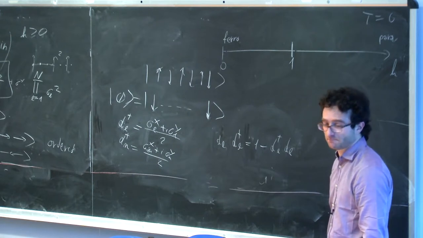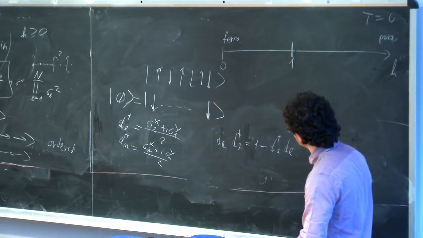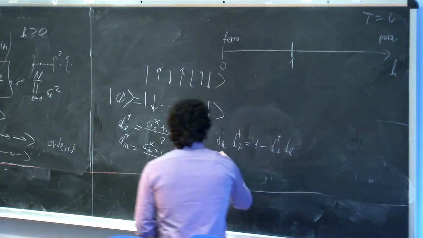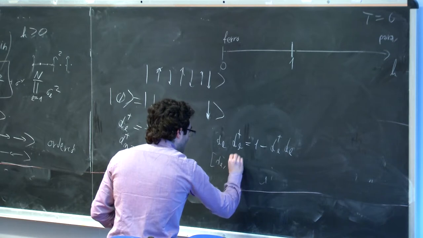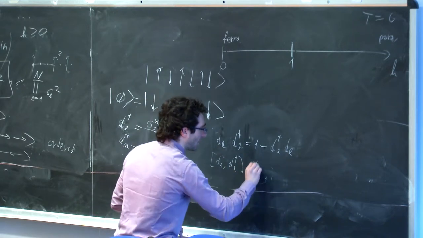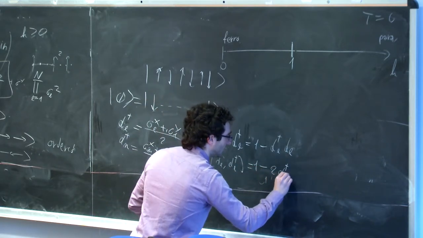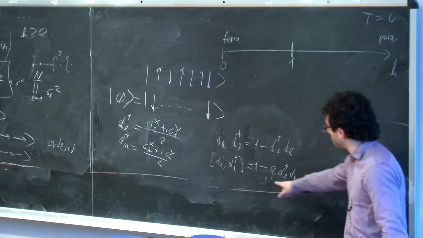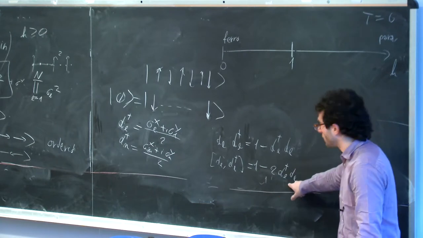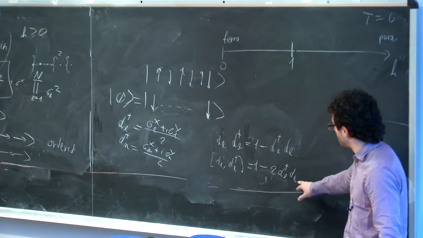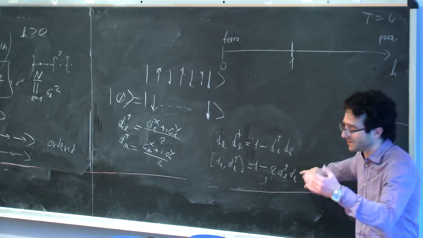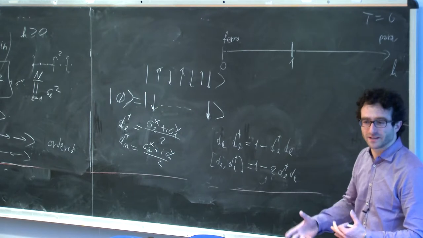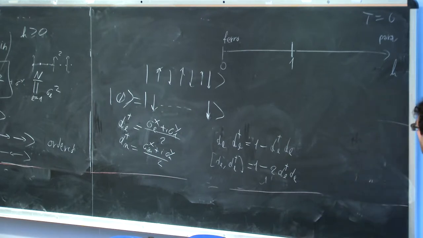You can check this. You see that this is kind of strange, because now if you consider the commutator of these two, d_L and d†_L, now you find 1 minus twice d†_L d_L. So before we had just 1, and now we have also this term, which counts the number of particles at position L. So it's something more complicated than what we found.